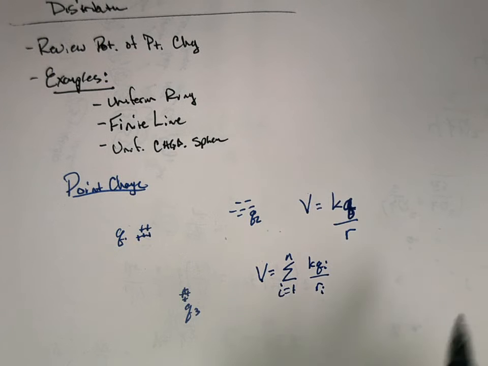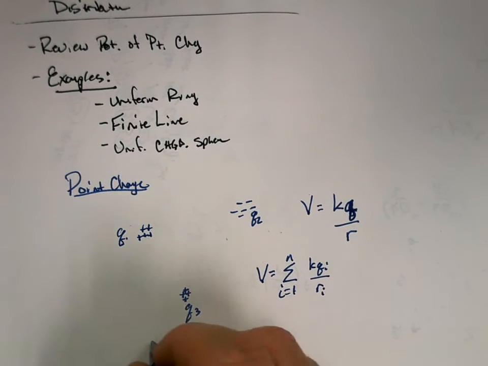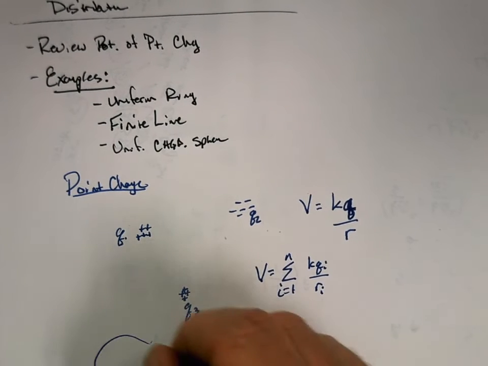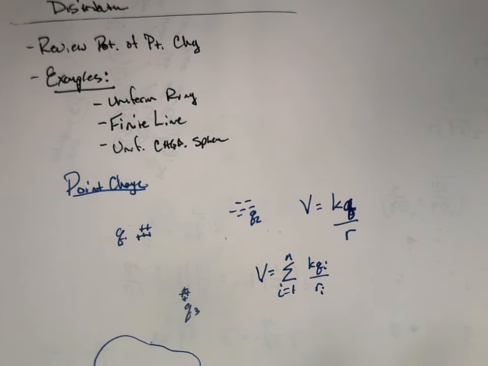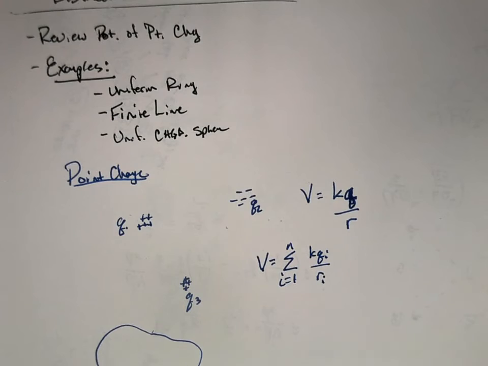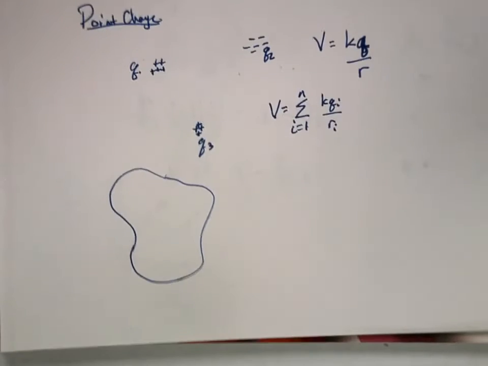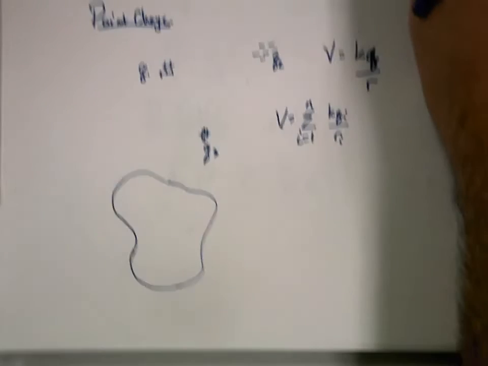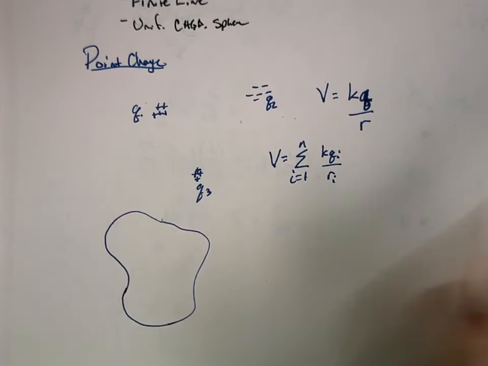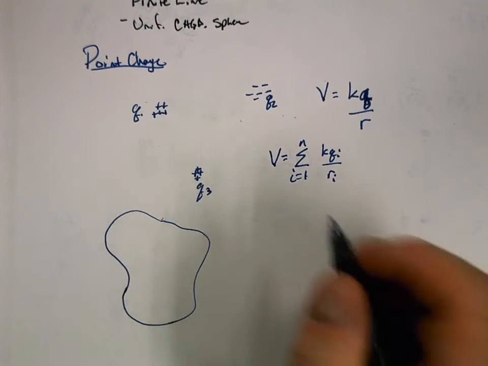All right, so this is just for point charges, but what if we have our amoeba here? What if we have our amorphous shape? Which for some reason my amorphous shapes always seem to look the same. I always seem to make 3 lobes, but anyways.